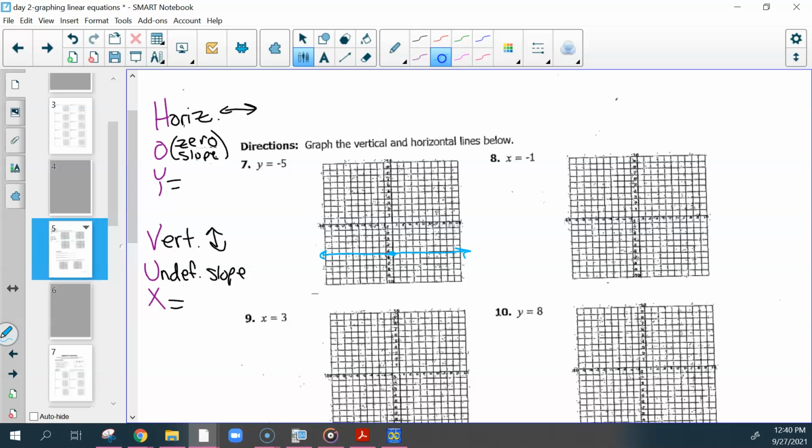So find where y equals -5 on your y-axis, and then draw a horizontal line at that point. For number 8, this is an x equals, so this is going to be a vertical line that has an undefined slope. On your x-axis, find where x is -1. You can put a point there, and then you're going to draw a vertical line through that point.